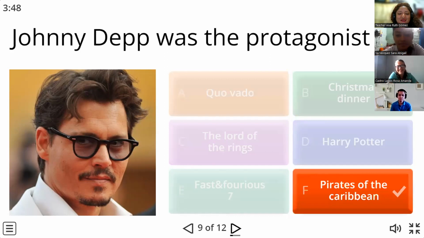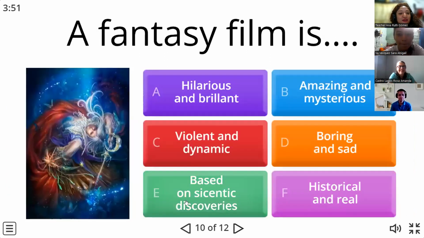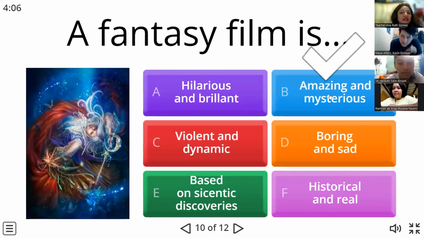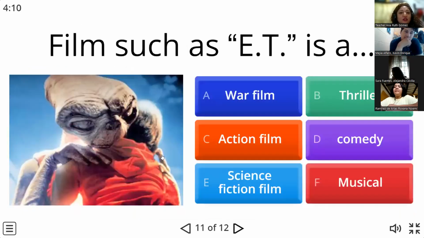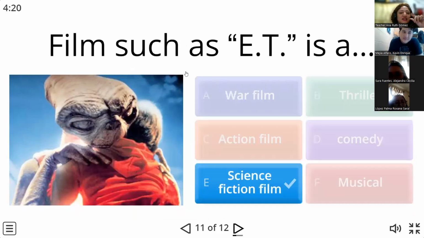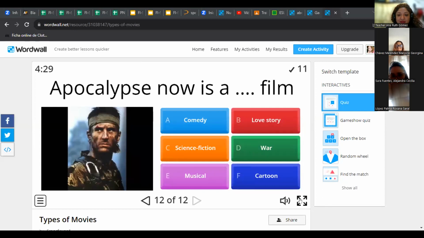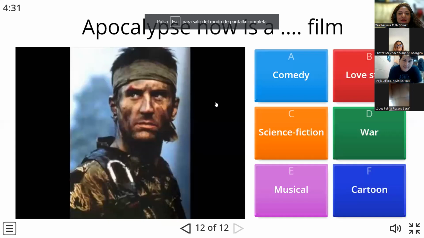All right, what about the next one? A fantasy film is hilarious, brilliant, violent and dynamic, amazing, mysterious. All right. Films such as E.T. is a science fiction film. In English, the short form is sci-fi. Sci-fi. Apocalypse Now is a war film. Yes, a war film.